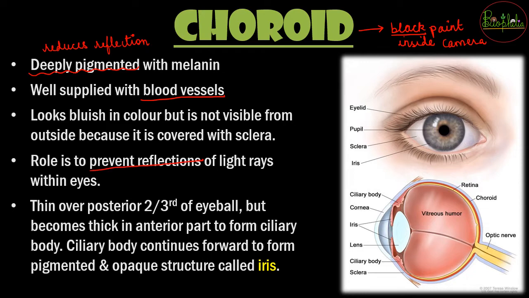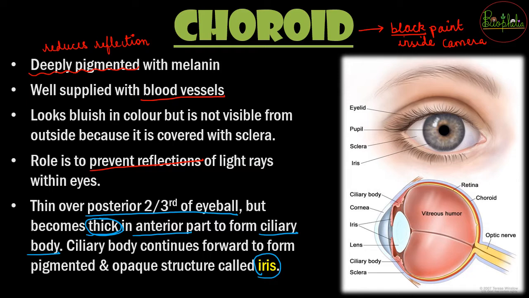And the choroid becomes thick. It is not a uniform layer. In the posterior 2/3 part of the eyeball it is thin, but the anterior 1/3 part becomes thick. This thickening is called the ciliary body. The ciliary body continues forward and forms the opaque, pigmented structure of the eye, that is called the iris.